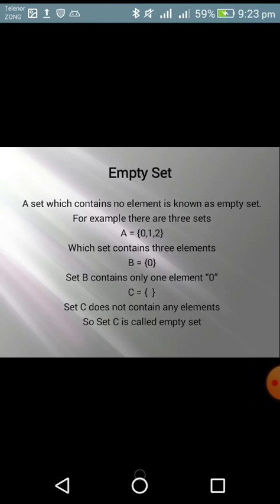Now set C. As you are seeing, in set C there is no element, so the set C is called an empty set. A set which contains no element is known as an empty set. Here the set C is an empty set. Sets A and B are not empty sets.